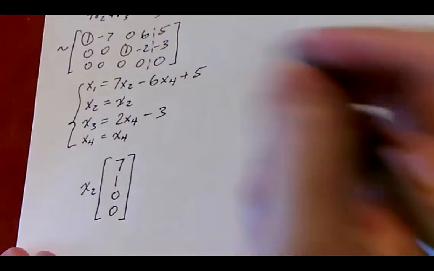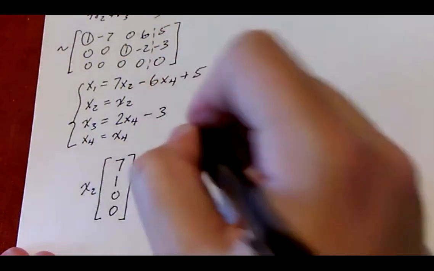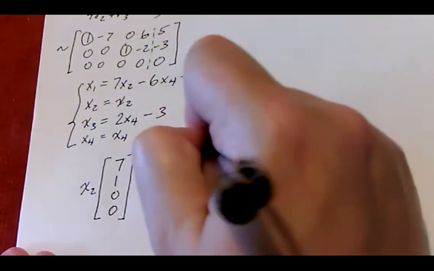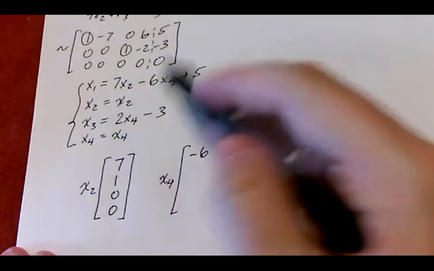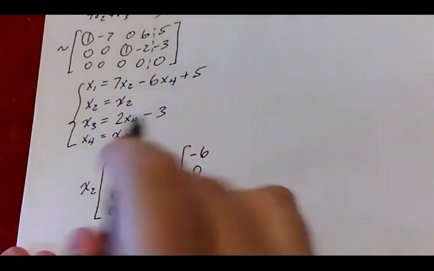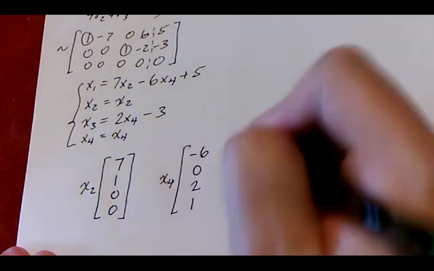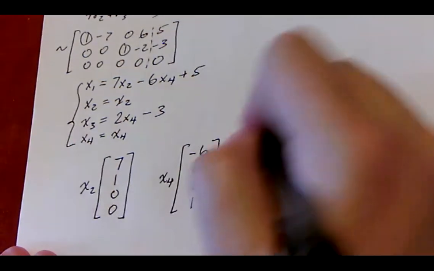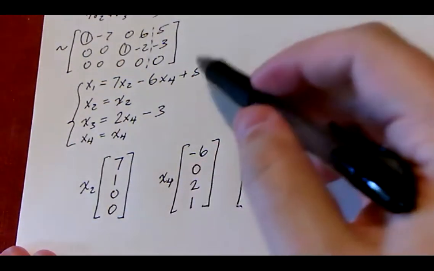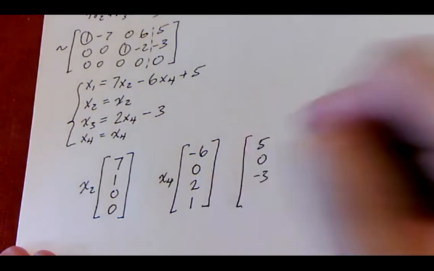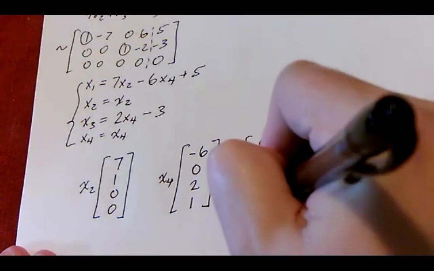All right, that fourth equation. Now I also have an x4. In x4 I have -6 copies in the first equation, no copies in the second equation, 2 copies in the third equation, and 1 copy in the fourth equation. Then I also have some other numbers sticking out here at the end. I have 5, nothing in the second equation, -3, and nothing in the fourth equation.